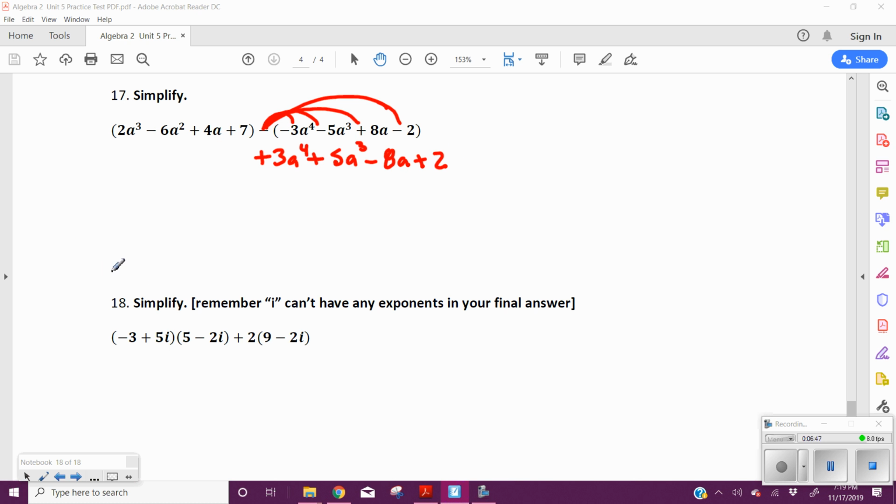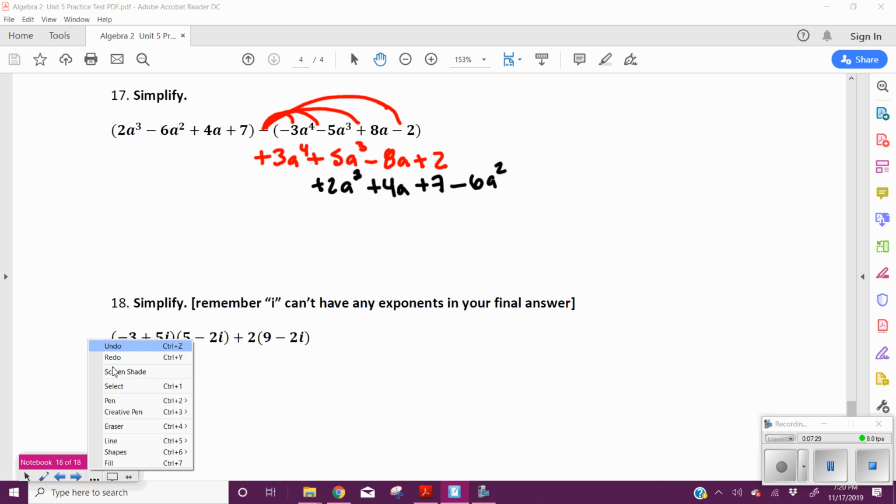I then would bring down the first parentheses underneath this one, combining or stacking like terms if I have them. So 2a cubed will come right here under 5a cubed. And since it's positive, I'm going to put a plus sign in front. Negative 6a squared doesn't have a match, so I'm going to add him at the end. Positive 4a matches with negative 8a, so let's put him right here. And then I have positive 7, who matches with 2.